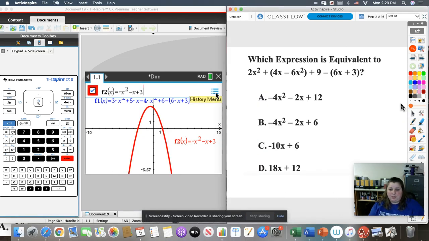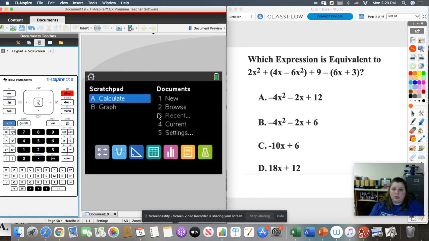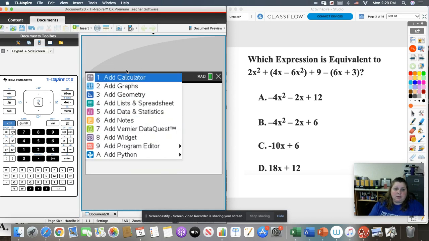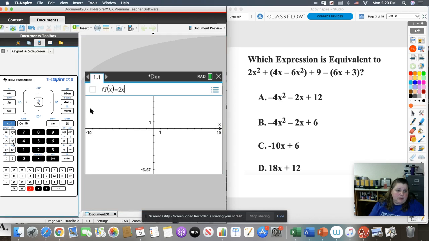All right, here's the example you were given. If you got it right, good job. If not, let's look quickly at the correct answer. You should have added a graph: 2x squared plus, open parenthesis, 4x minus 6x squared. If you did not get the correct answer, it's possible that you just typed something wrong, or left out a parenthesis, or put a plus or a minus in the wrong place.